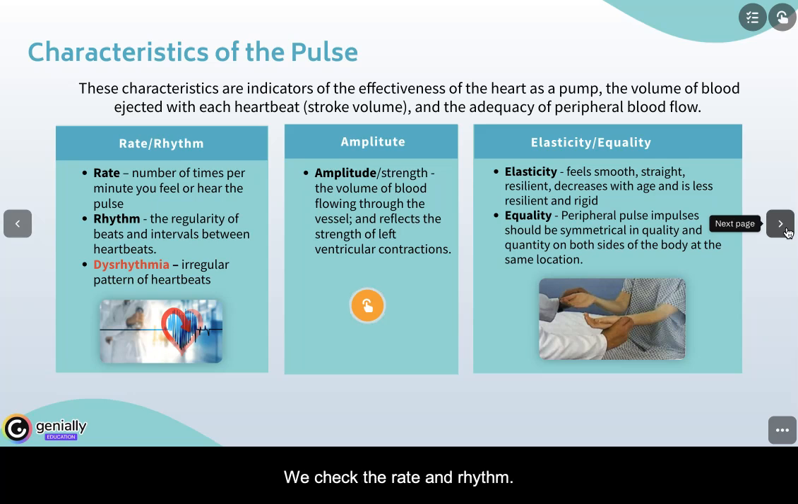We check the rate and rhythm. The rate is the number of times you feel that throbbing sensation. It should be between 60 to 100. The rhythm is the regularity of that pulse, right?